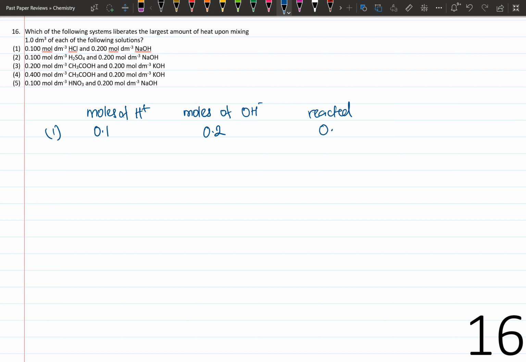As HCl is limiting here, the neutralization reaction will only involve 0.1 moles. In 2, here we have 0.1 moles of sulfuric acid, which is a strong acid, which will give 0.2 moles of H+ for neutralization with 0.2 moles of sodium hydroxide. Therefore, the neutralization reaction here will involve 0.2 moles, and it will be roughly twice the heat released in response 1.